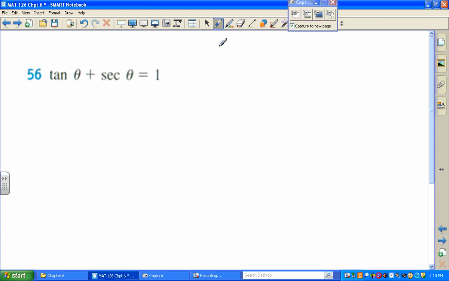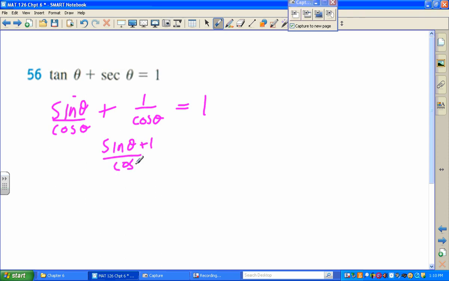You can, I guess. What would you do? Me? I don't know, I'd have somebody else do it. Sounds like sine theta over cosine theta plus 1 over cosine theta equals 1. Can you add them? I mean, I know you can't, but should we add them? Sure, you can add them. So you have sine theta plus 1 over cosine theta equals 1.